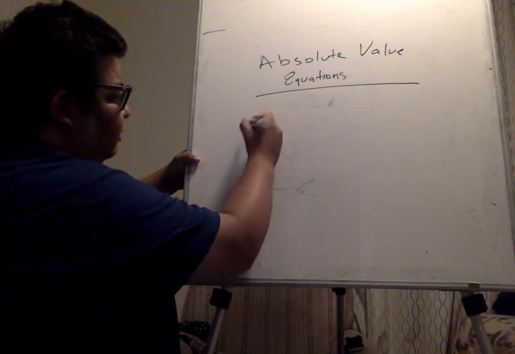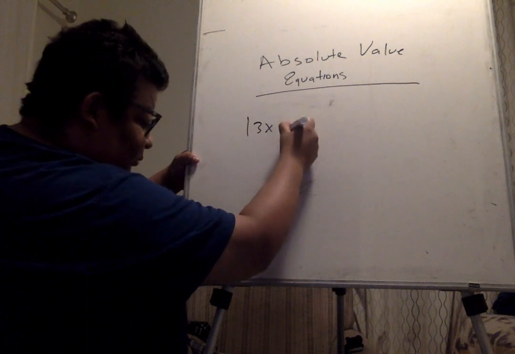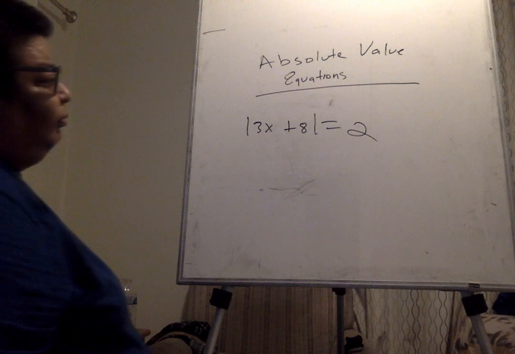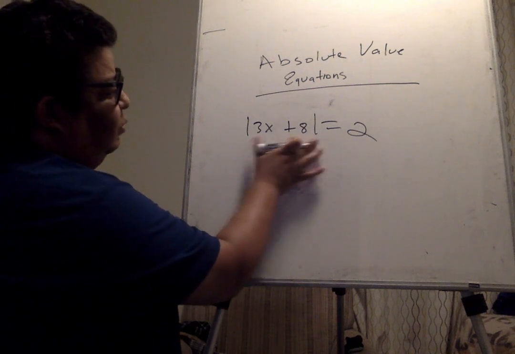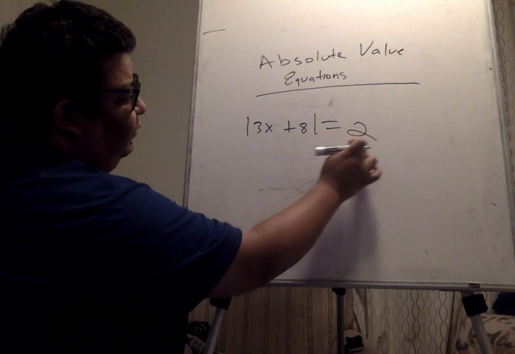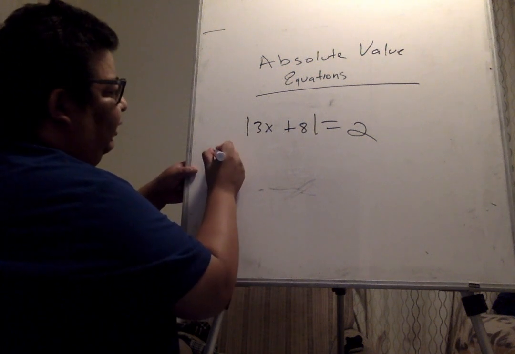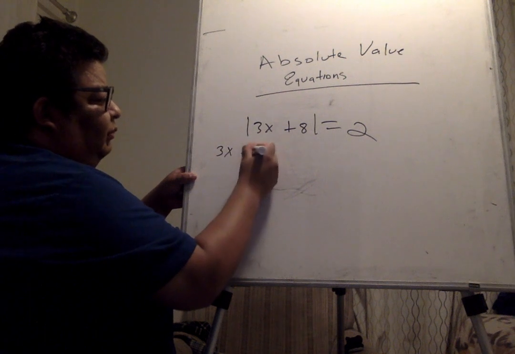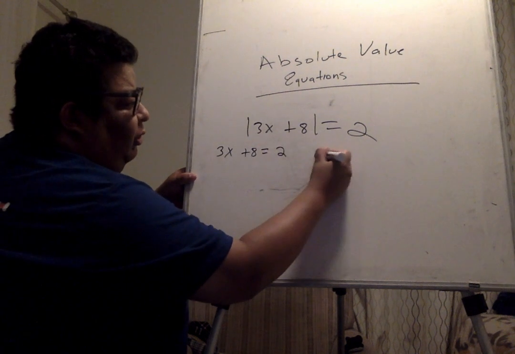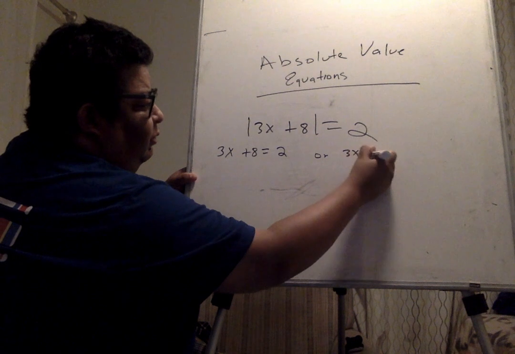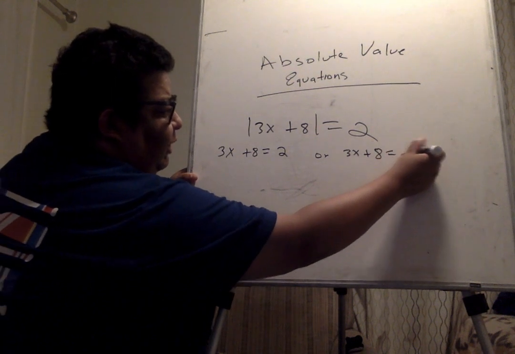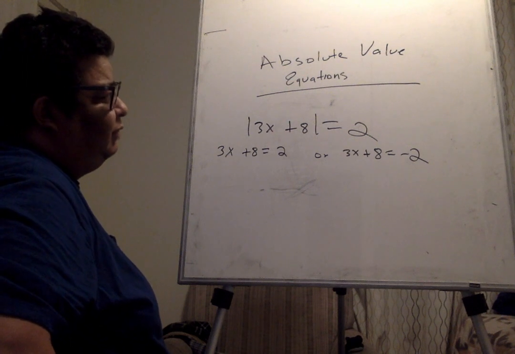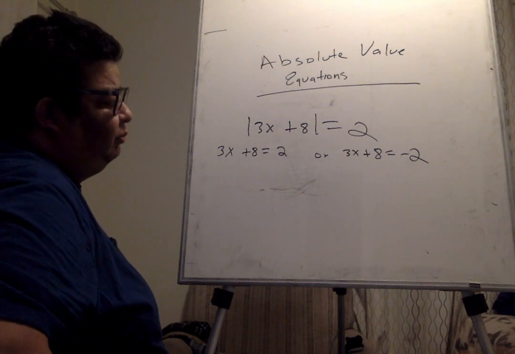The next example says the absolute value of 3x plus a equals 2. Remember, whatever is inside the bracket we set equal to positive or negative 2. So let's start by writing that: 3x plus a equals 2 or 3x plus a equals negative 2. So basically, when we have an absolute value equation, we're going to have two solutions.